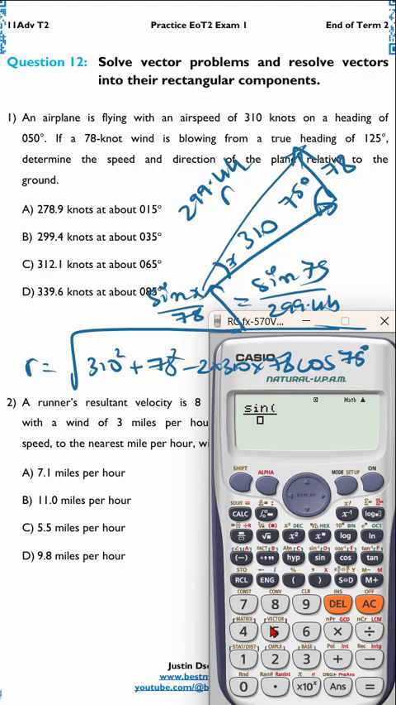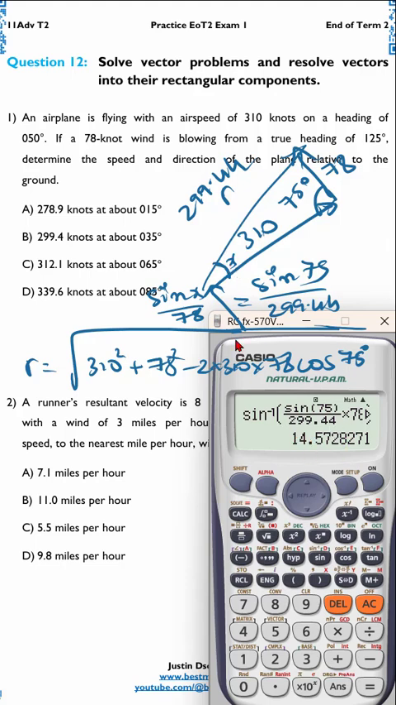It will be sine 75 degrees. The whole thing is sine inverse, because sine x is equal to sine 75 divided by 299.44 multiplied with 78. Now let me just take shift and sine inverse of all this. Close the bracket. It is 14.57.